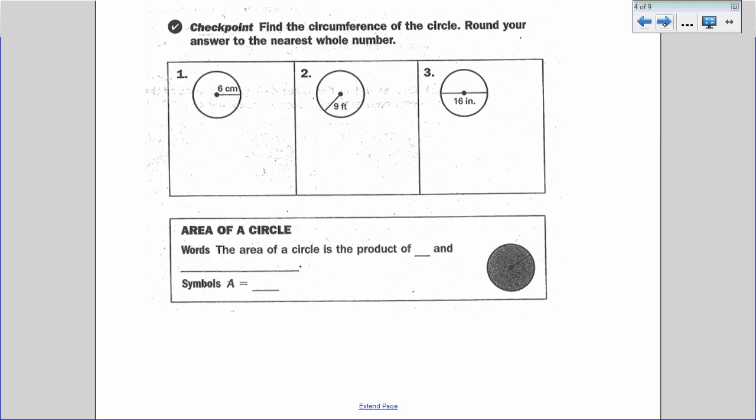So the first checkpoint, we need to go through and find what they're asking for. It says to find the circumference. Round your answer. Here it says to the nearest whole number, ladies and gentlemen. I want them rounded to the nearest hundredths. So that's what we want to see there.